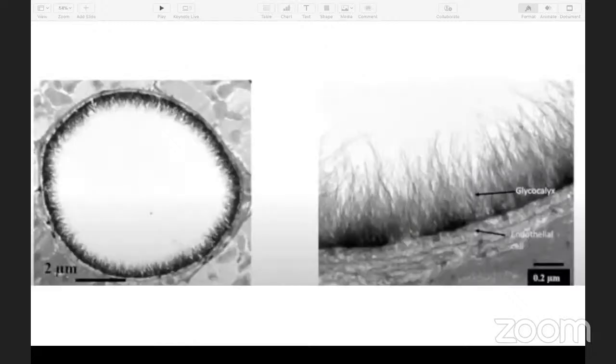On an electron microscope, that's how the glycocalyx would look. It has a brush border end, and these are our glycosaminoglycans, and the endothelium is here. And here, the subendoglycocalyx space is also very significant for our discussion. This space is almost protein-free.